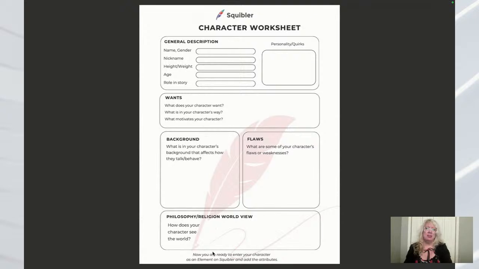And then when you're finished with this, you can start to use some of these attributes and characteristics in the element feature on character in Squibbler to develop your character. So the AI understands what you want out of your characters.